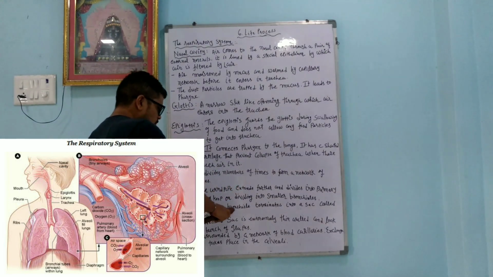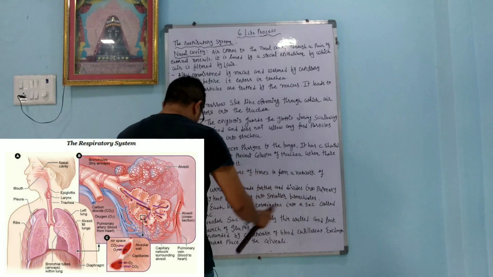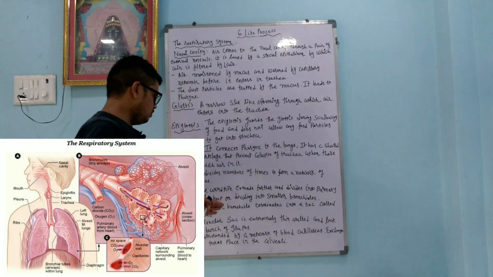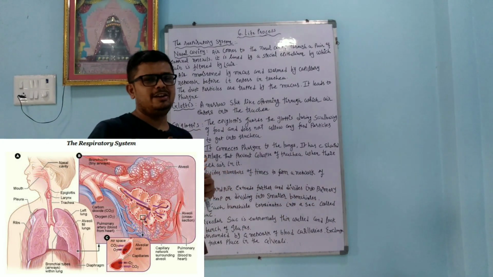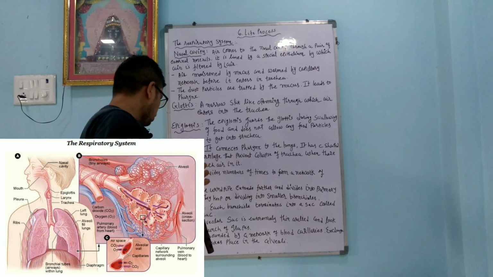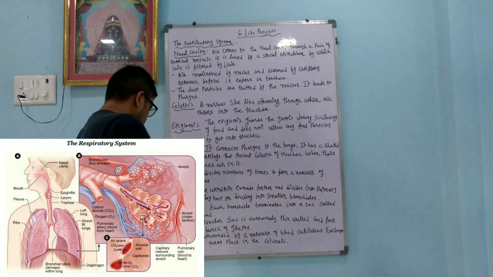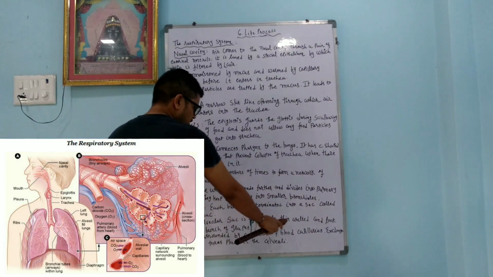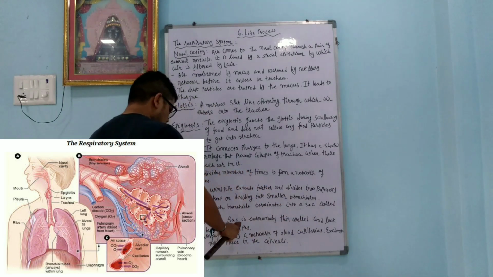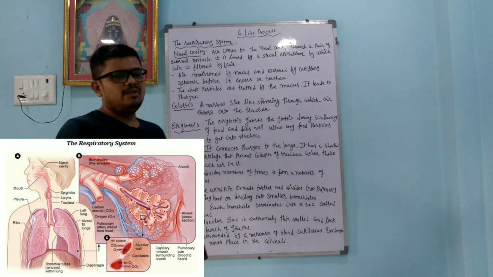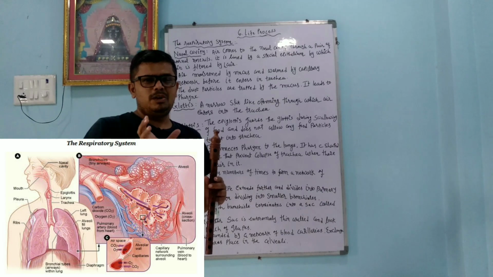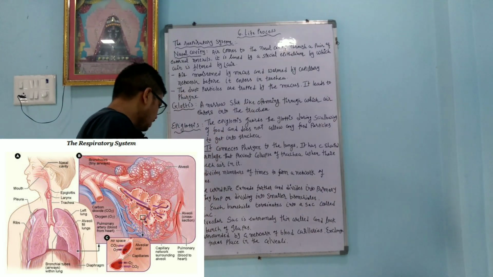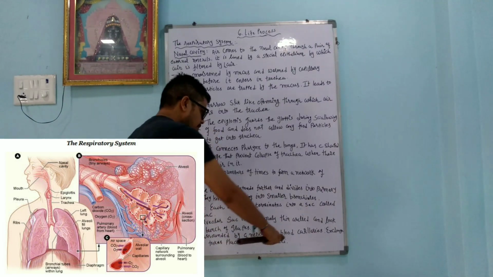Alveolar sac: each bronchiole terminates into a sac called the alveolar sac. So all bronchioles are divided and they terminate into the alveolar sacs. Each alveolar sac is extremely thin walled and looks like a bunch of grapes. It is surrounded by a network of blood capillaries.